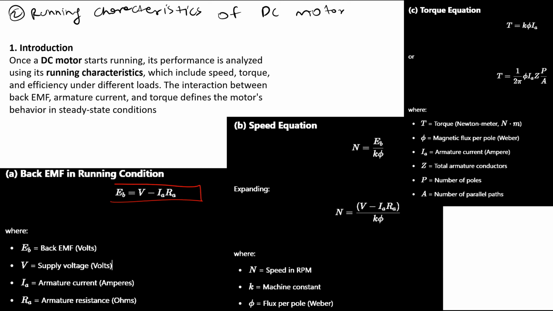This is the back EMF, and this is the speed equation, EB equals K phi N. We studied this in the starting characteristics also. Now putting the value of EB from here to here, the torque equation is still the same, P phi Z Ia by 2 pi A.